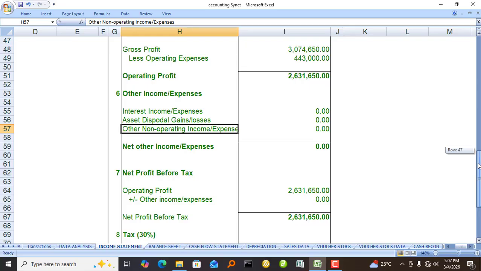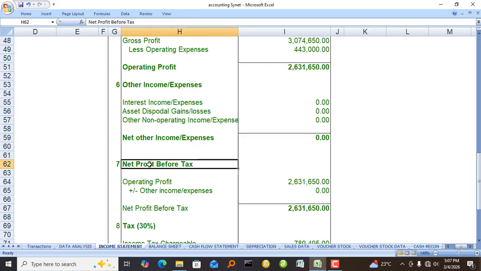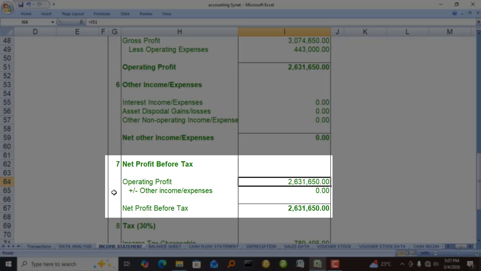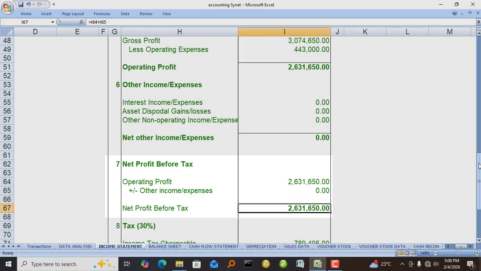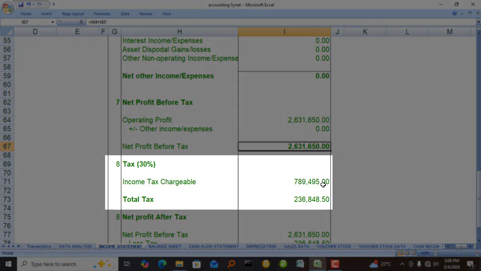Maybe next time I may consider investing some of the money somewhere, maybe to create working capital, but I'll keep that there. Now, net profit before tax. So before tax, you have operating profit. This one here, it comes here. Then you net off other income and expenses, which I don't have, so it still stays the same. Then we apply tax. Tax is at 30%.